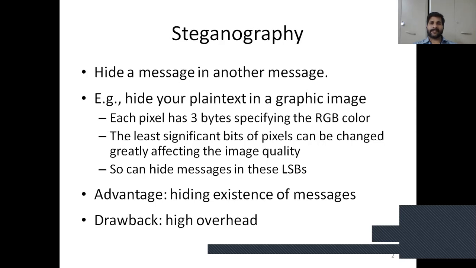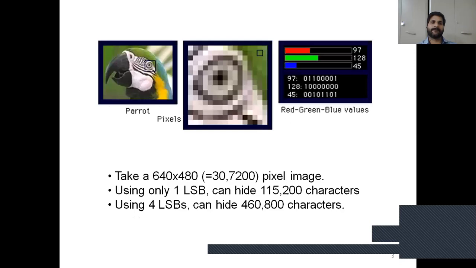Each pixel has 3 bytes specifying the RGB color. The least significant bits of pixels can be changed without greatly affecting the image quality. So we can hide a message in these LSBs, the least significant bits. Advantage: hiding the existence of the message. Drawback: high overhead is required for hiding the message.